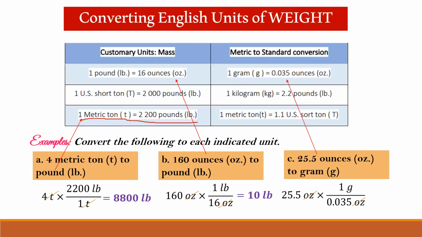Then we multiply. So 25.5 times 1 divided by 0.035. The result is 728.57 pounds. So that is how we convert English units of weight.